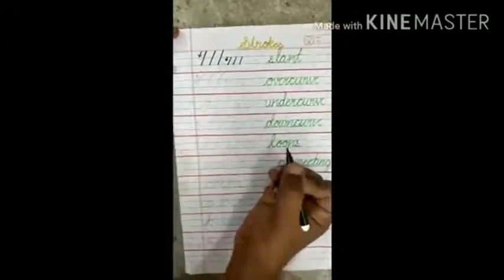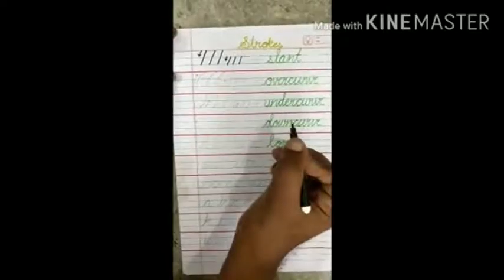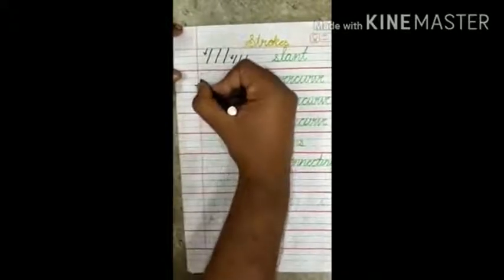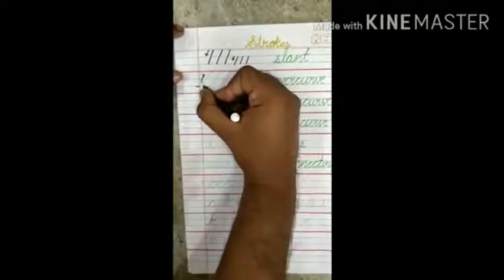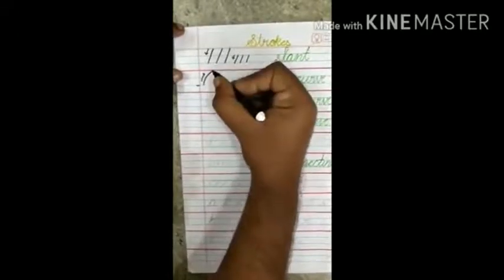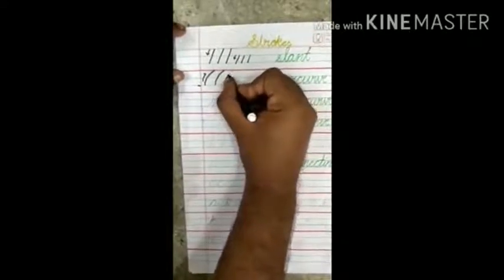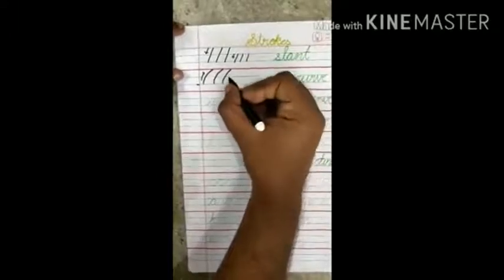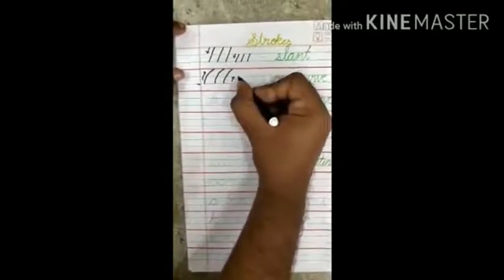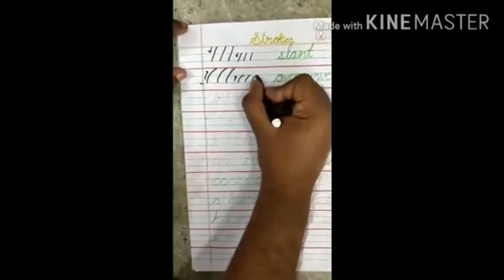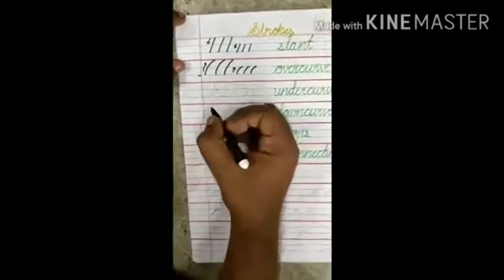Similarly, the next stroke we are going to discuss is overcurve. How to draw overcurve? This is the baseline. From the baseline we have to take it to the top line or middle line, like this. See children, we have to trace like this. Smaller overcurves like this, from the baseline to the midline. I want you children to remember this.